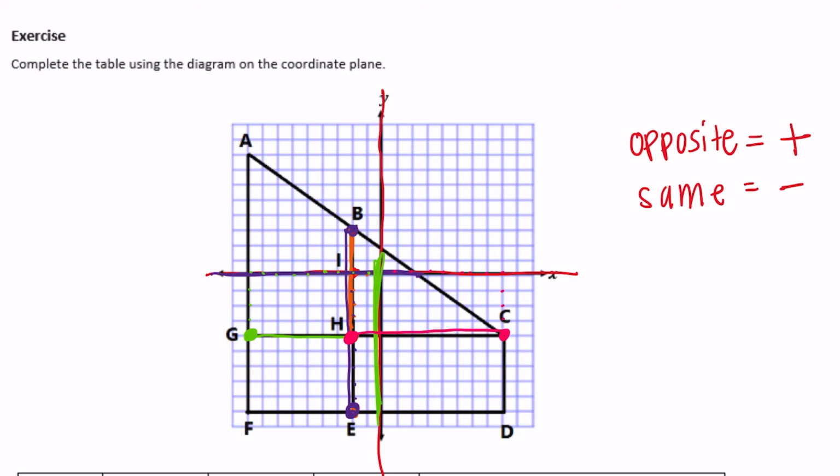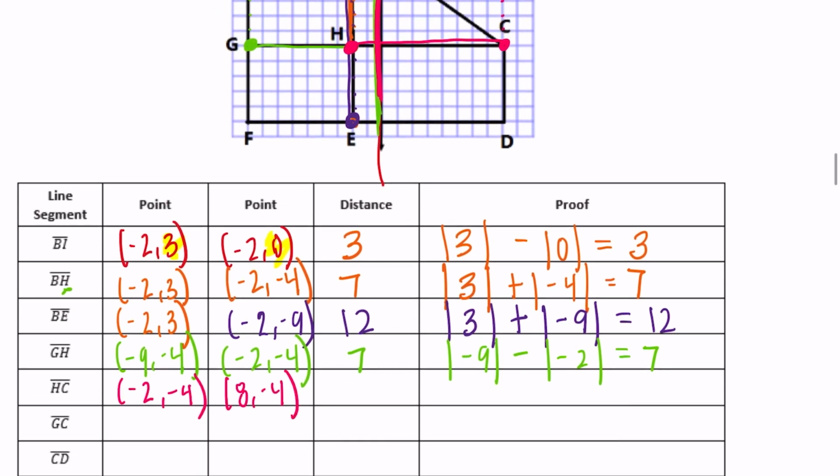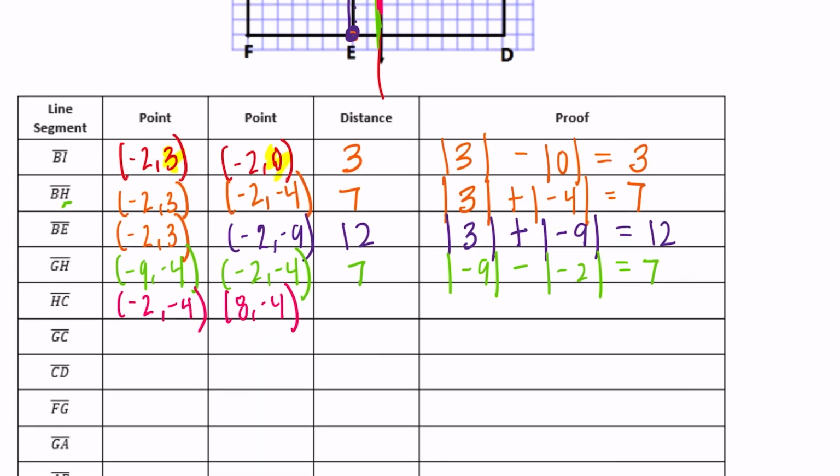HC are on opposite sides of 0. So here's 0. They cross 0. So we're going to add the absolute value of -2 plus the absolute value of 8, equal to 10.